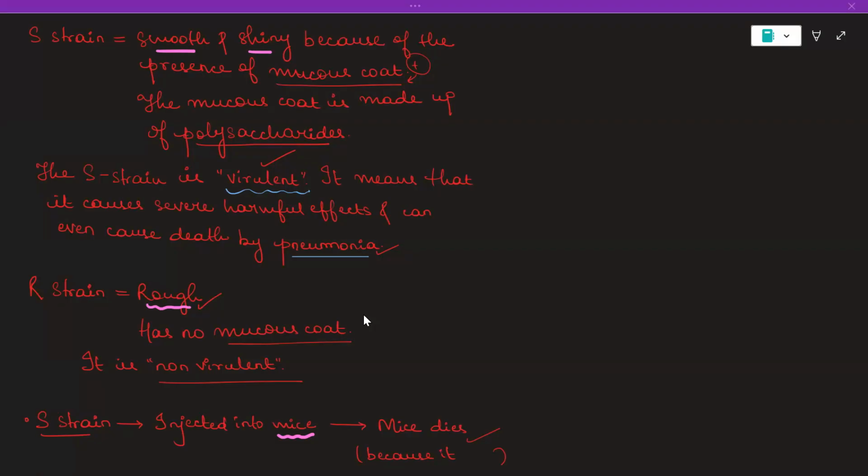Ma'am, what is the meaning of strain? Strain means, imagine it like type. How we say this type of bacteria, that type of bacteria, or this type of colony, that type of colony. So the types of colony is what we call the strain. Imagine strain means type. Like this is our S strain, the first type of strain, and then the R strain is the next type of strain.